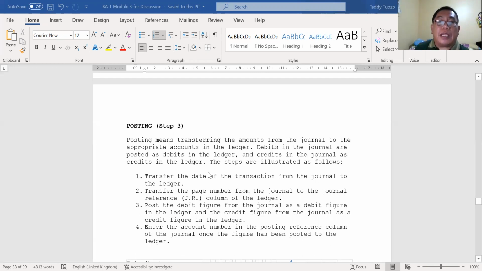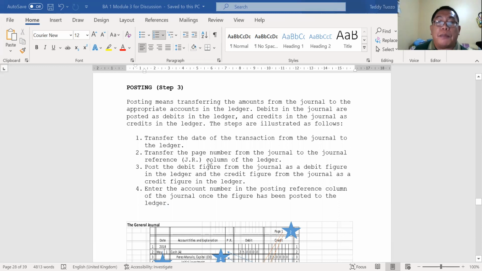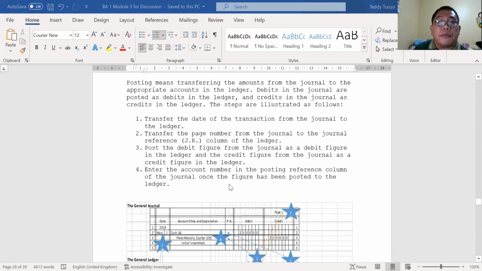Posting means transferring the amounts from the journal to the appropriate accounts in the ledger. Debits in the journal are posted as debits in the ledger, and credits in the journal are credits in the ledger. So the steps are illustrated as follows. Transfer the date of the transaction from the journal to the ledger. So date first, no? And then transfer the page number from the journal to the journal reference.